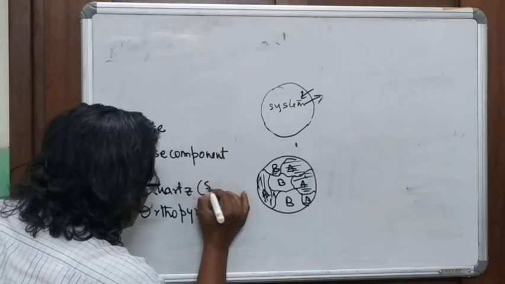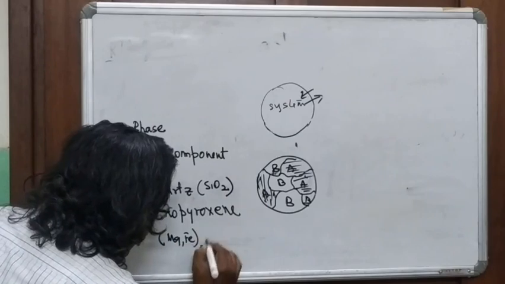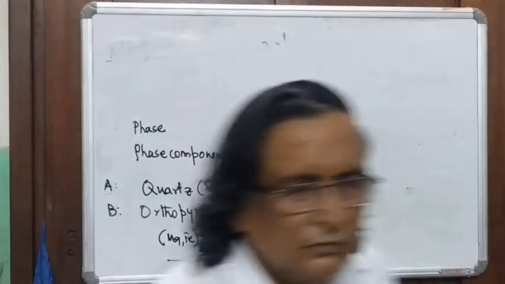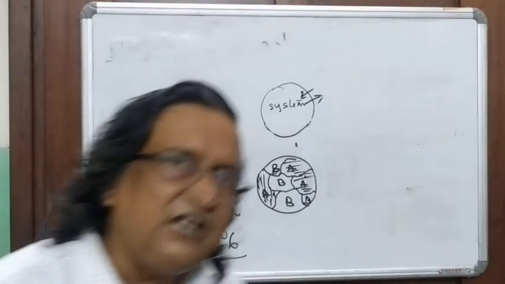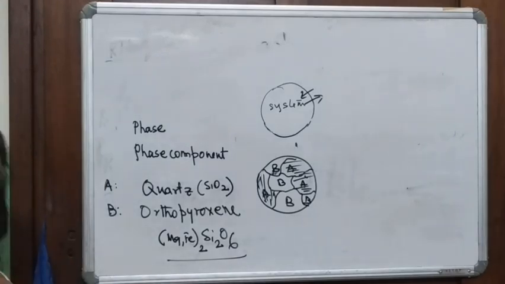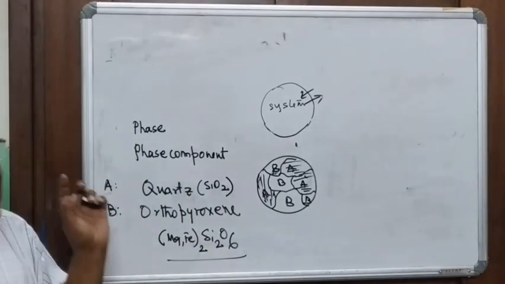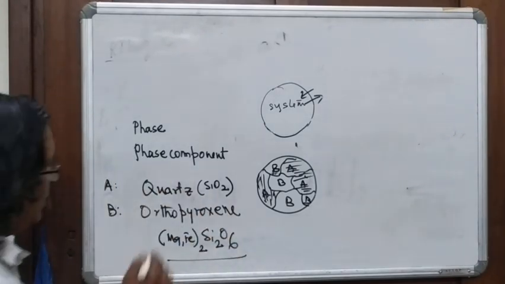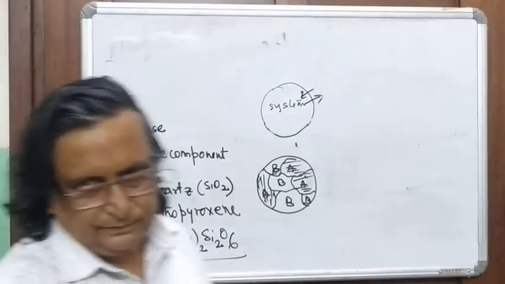Quartz, for example, is SiO2. Orthopyroxene has the formula (Mg,Fe)2Si2O6, let's say. But I can tell you, this orthopyroxene may contain sodium, can contain calcium, can contain aluminium, can contain ferric iron, can contain titanium, it can contain a lot of things. But let's make it simple. It contains (Mg,Fe)2Si2O6. A is a phase and B is also another phase. Right?